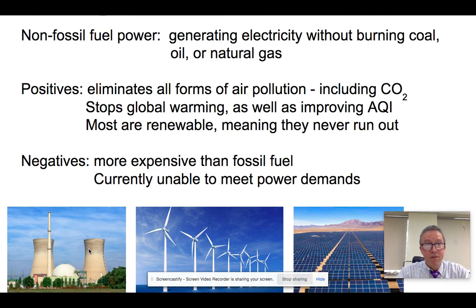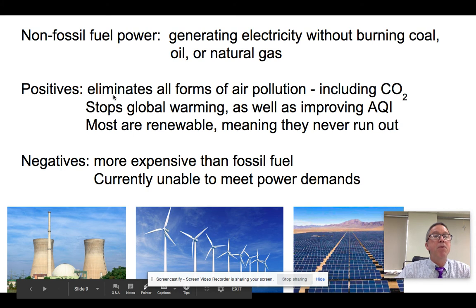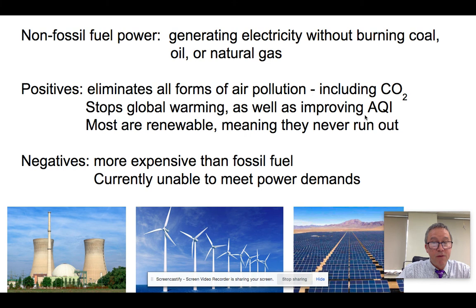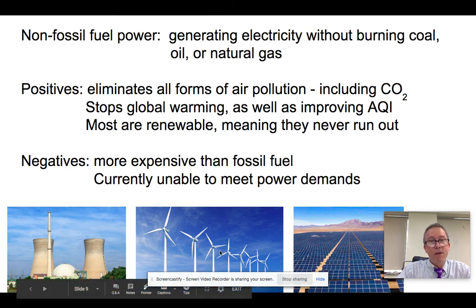Again, this is going to be a whole unit of study. But basically, we can stop causing problems with AQI if we switch away from fossil fuel. We'll also reduce CO2, because scrubber technologies and catalytic converters don't take that out of the waste stream. So there's still a problem with carbon dioxide, which causes global warming. Another positive about non-fossil fuel is that a lot of them are renewable, like wind and solar, meaning you can never run out of them. Nuclear, you can run out of, and fossil fuels, you can definitely run out of. So that's one of the benefits.